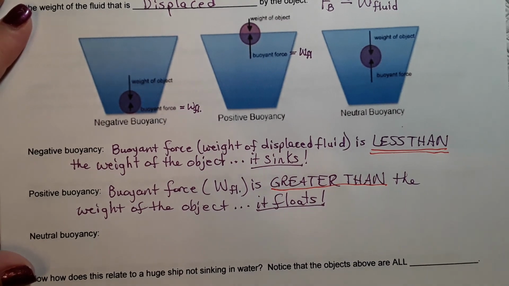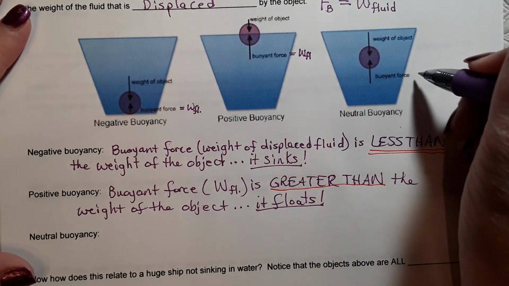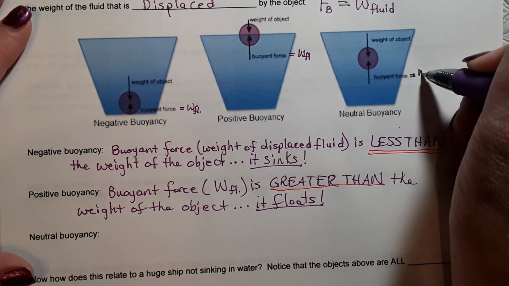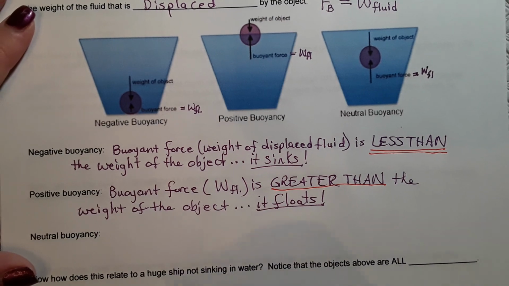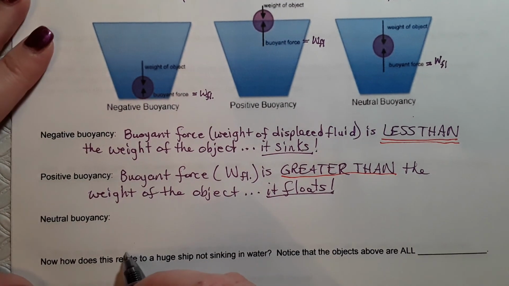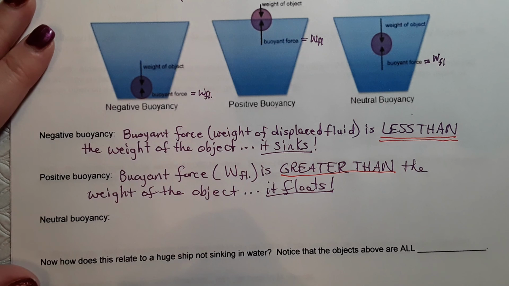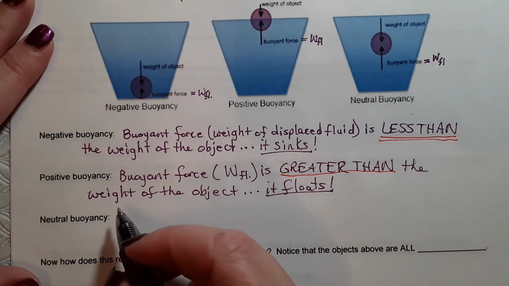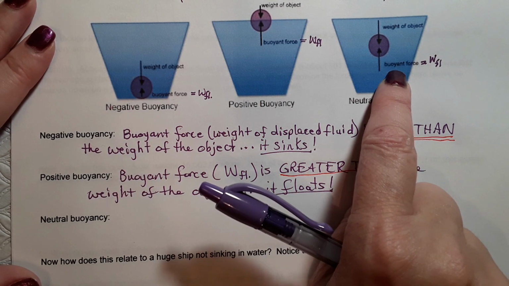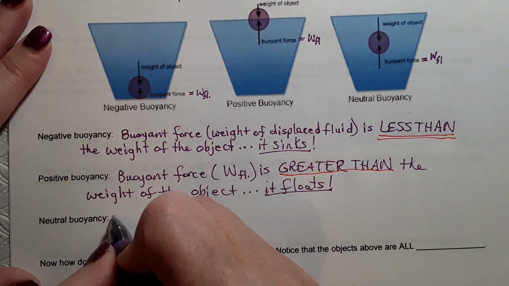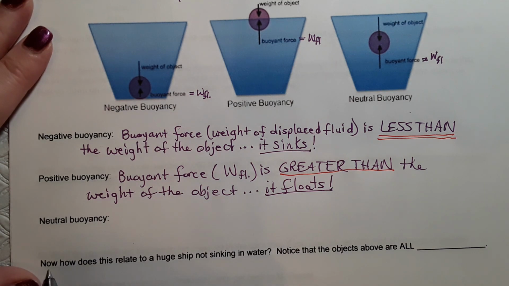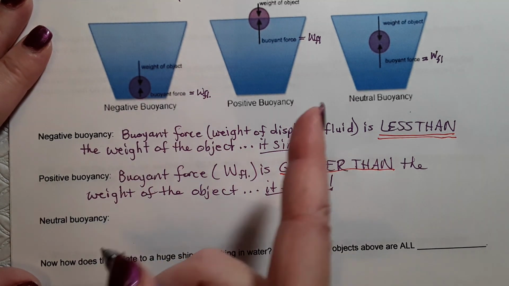Now, let's talk about the last one, neutral buoyancy. And remember, the buoyant force equals the weight of the displaced fluid. Okay? So, in neutral buoyancy, the object neither floats above the surface nor does it sink to the bottom. Because the buoyant force is exactly equal to the weight of the object, then the object will be submerged but not sink. It will be sort of suspended in the water or the fluid.